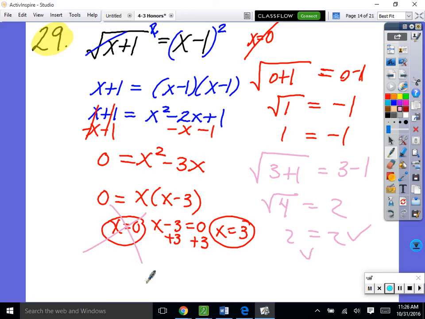It's extraneous. I like to see it written and crossed out because then I know you found them correctly and then you checked them correctly. So x equals 3 is the only solution. Everybody feeling good about that? Okay, so do you see it?